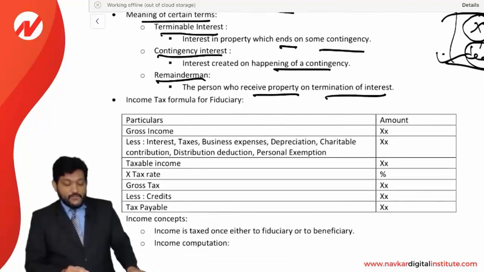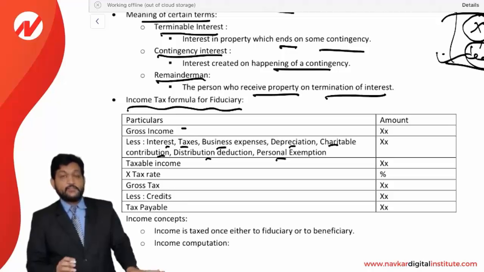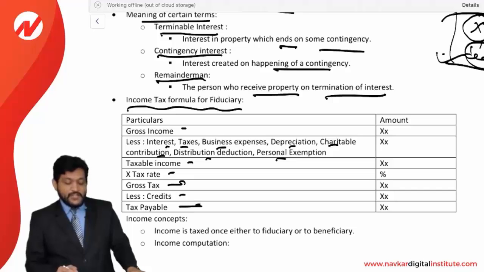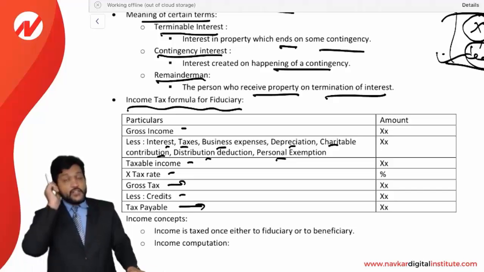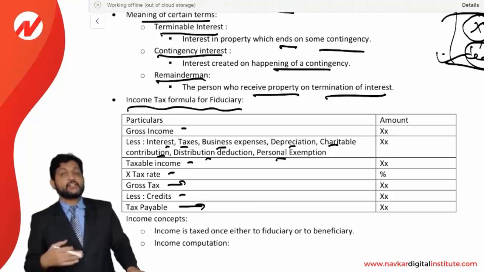Okay, now the income tax formula for the fiduciary. How will income tax be calculated for a trust or estate? Gross income less interest, taxes, business expense, depreciation, charitable contribution, distribution deduction, personal exemption. These things will be reduced. So you will get taxable income, then the tax rate is multiplied, and you get gross tax, then credit will be reduced, and finally tax payable. Very simple formula. You just need to remember what expenses can be deducted: interest, taxes, business expense, depreciation, charitable contribution, distribution deduction, and personal exemption. These are the deductible expenses.